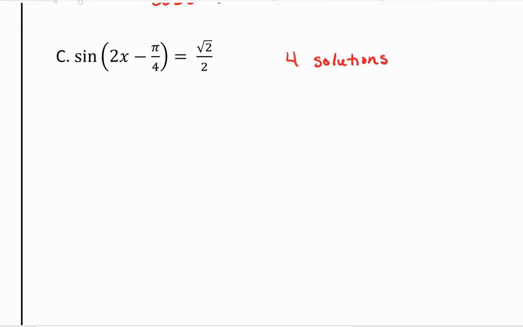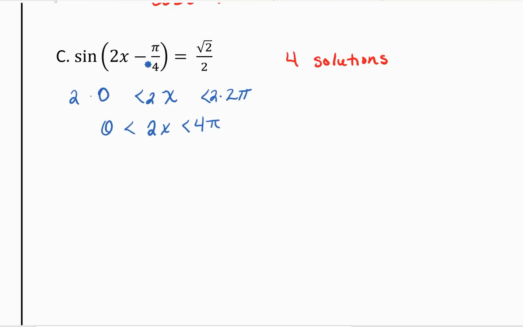Now, to see where we're going to get our first set of answers, we want our final answer x to be between 0 and 2 pi. To know where we're going to first look, we need to transform this to look like 2x minus pi over 4. So the first thing I'm going to do is multiply everything by 2. So 0 has to be less than 2x, which is less than 4 pi.